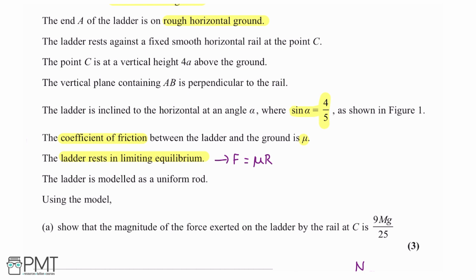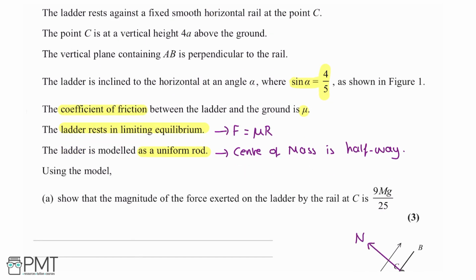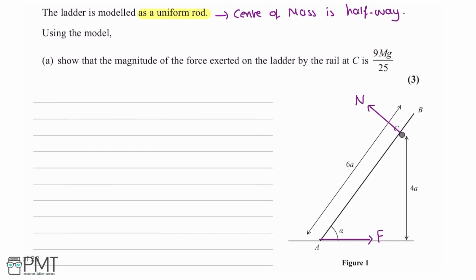And then we're also going to highlight that the ladder is modelled as a uniform rod. The reason uniform rod is important is because it tells us that the centre of mass is halfway. What this just means is that if we look at our rod, the point where our mass acts, or our centre of mass, is going to be halfway between A and B. And the final thing I'm going to highlight is that we need to find the force exerted on the rail at C, and I'm going to highlight the final form.